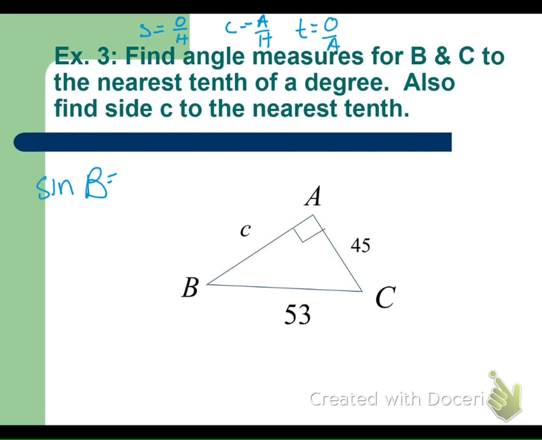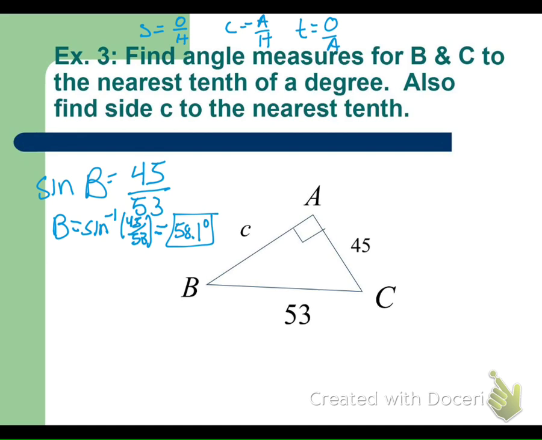So sine of B is opposite, which is 45 over hypotenuse, which is 53. So B equals, apply that sine inverse to both sides. What do we get? So 58.1? Okay.